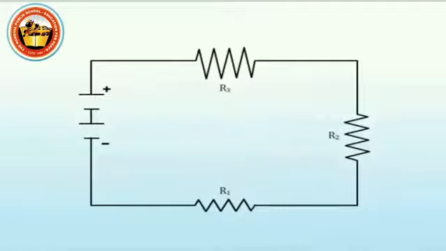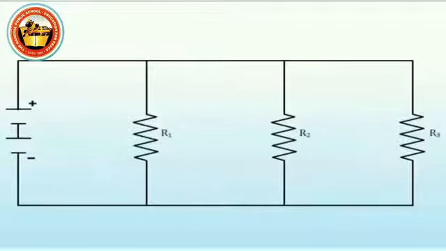Coming to the series circuit, there is a single path through which current can traverse the external circuit. Here the current is the same. We can observe the flow of electrons in the circuit. This circuit we call series, an end-to-end connection. Here all ends we connect to positive, all ends we connect to negative, R1, R2, R3.